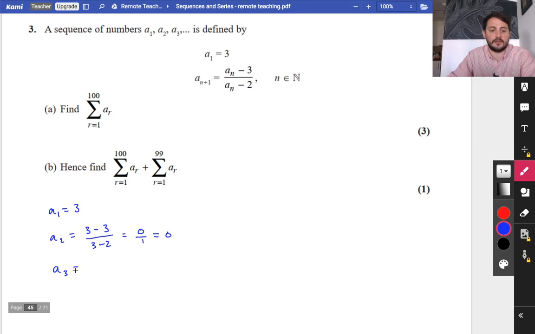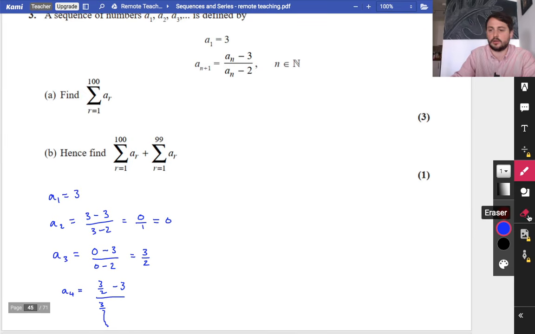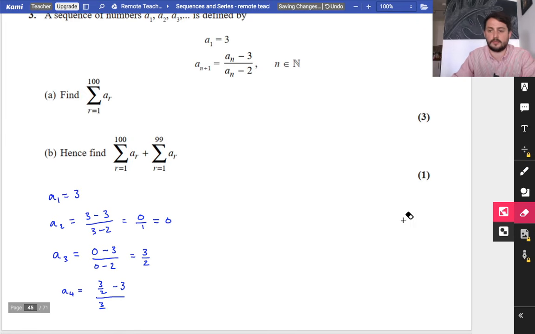Interesting. So now let's try and find out what a3 is. So we're going to use the previous one, take away 3, over the previous one, take away 2. Well, the previous one is 0. So it's going to be 0 take away 3, over 0 take away 2, which is just minus 3 over minus 2, or 3 over 2. Okay, let's try and find out what the next one is. It's going to be 3 over 2, take away 3, over 3 over 2, take away 2.